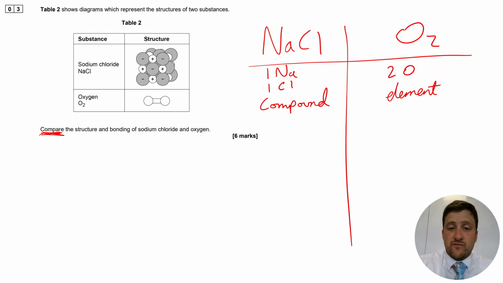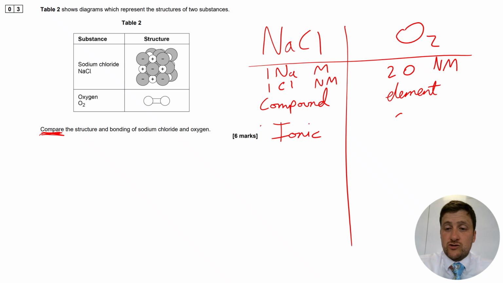Well, there are some phrases we try and use. We can talk about the type of bonding. So we'll start with the type of bonding. Sodium chloride is ionic. Why? Well, because sodium is a metal and chlorine is a non-metal. We could have added that from key stage 3, because that is also something to be aware of. And oxygen is not ionic. Oxygen is covalent because it's two nonmetals.